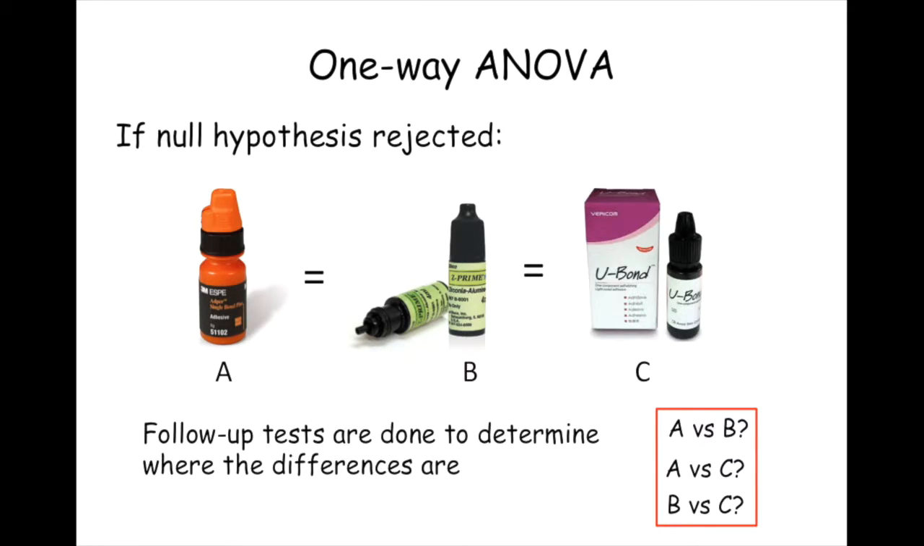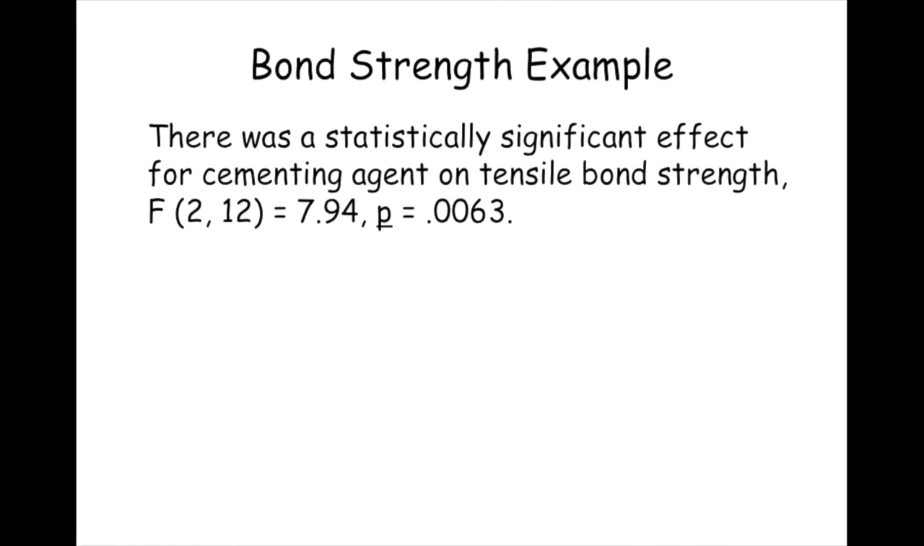ANOVA results tell us whether there's a mean difference, but they don't tell us where. If the null hypothesis is rejected, the researcher must do follow-up tests called multiple comparisons to see which groups are statistically different. Here's what ANOVA results might look like for this three-group bond strength example. The researcher reports a statistically significant result, which means that there is a difference in bond strength between at least two of the cementing agents. The statistics that support this statement appear at the end of the sentence.